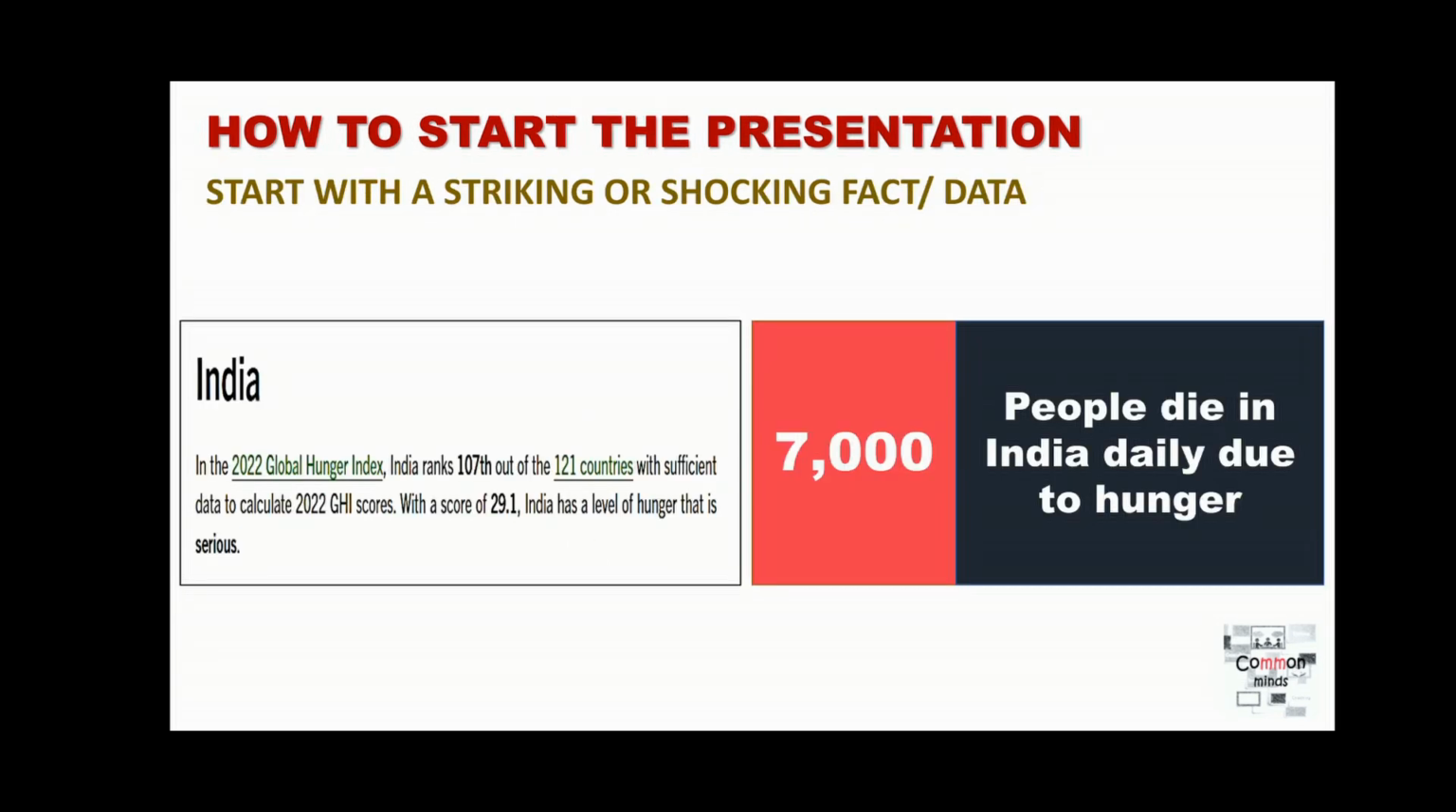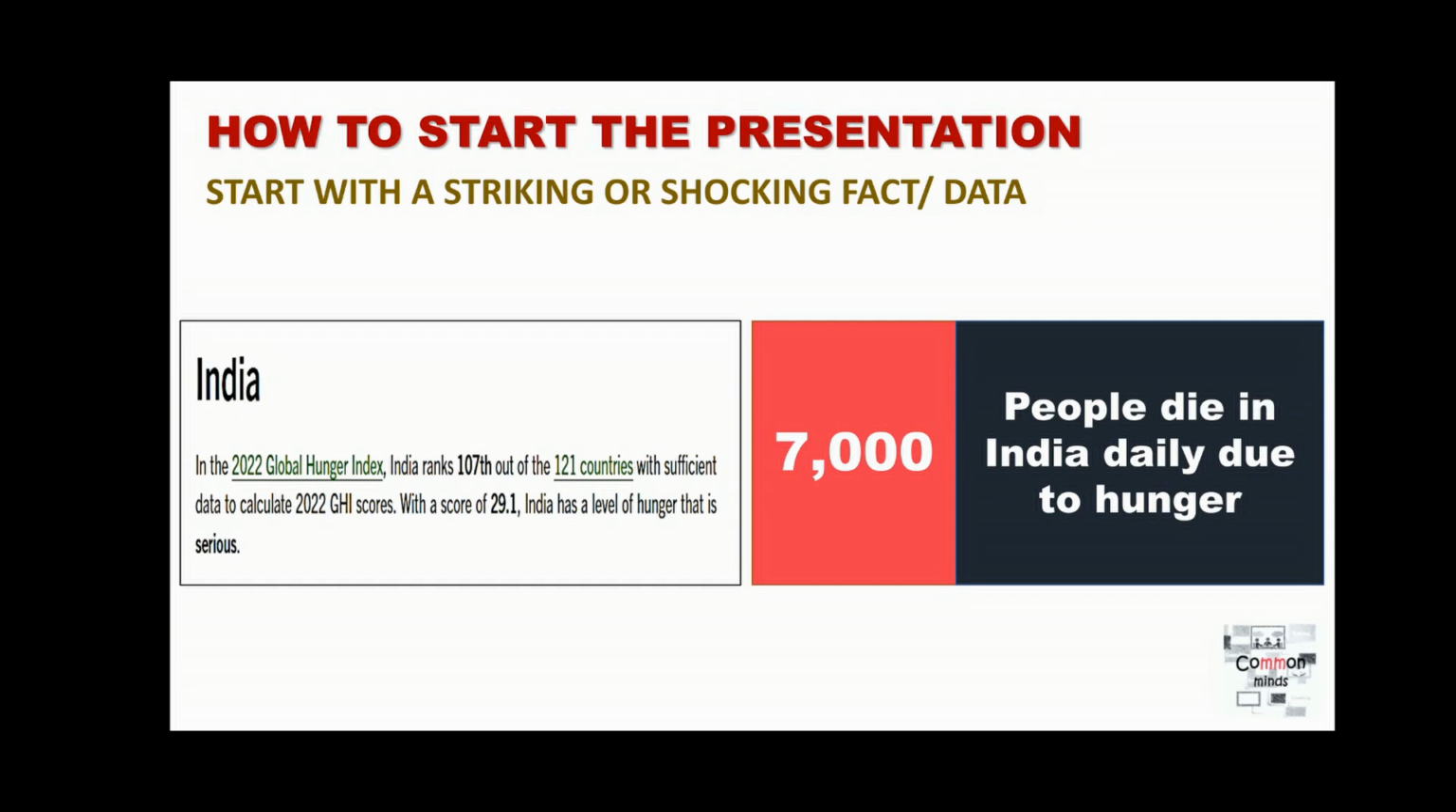Use data. It's a powerful tool to make your audience get stuck to your chairs in the very first minute of your presentation. If you look at the left hand side, we are trying to say that India is ranking on the global hunger index, but it does not create an impact. But if you look at the right hand side, the numbers is like a slap on the face of the audience. 7,000 people die in India daily due to hunger.